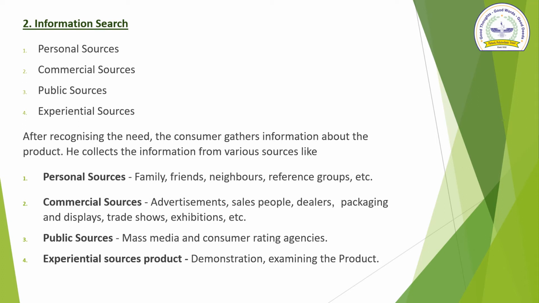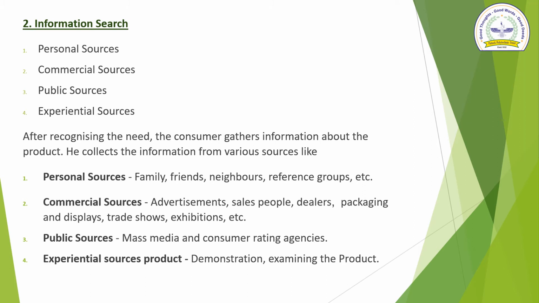You will try to find out all the possible information, and you can find it from your personal sources, that is your family, friends, neighbors, some reference groups, etc. Or you may also go through commercial sources, like advertisements; you can ask a salesperson, call some dealers, and get information from them. You can go to a showroom, see the packaging of a product, and read the instructions or the details of that product. This is how you may gather information from commercial sources.